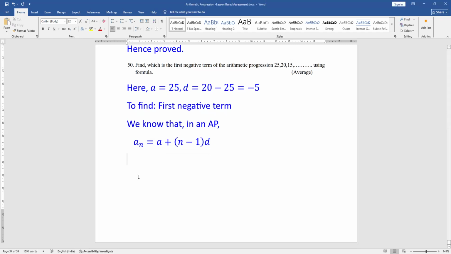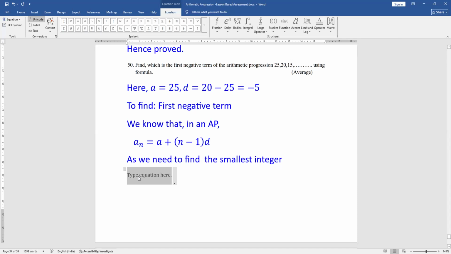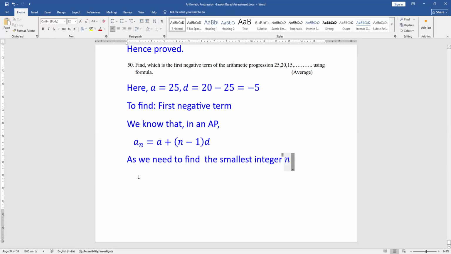So let me put a sentence: as we need to find the smallest integer n for which the term is less than 0. Less than 0 means a negative term.